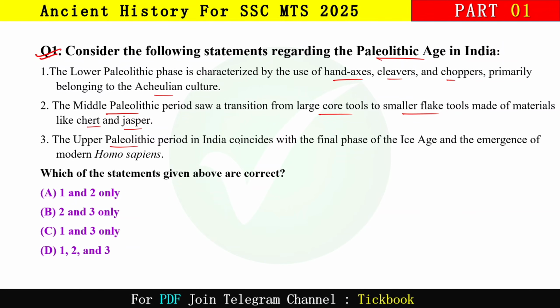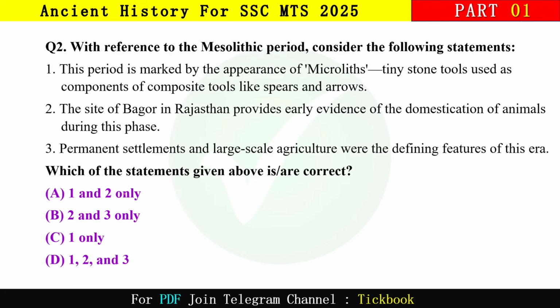Number 3, the Upper Paleolithic period in India coincides with the final phase of the Ice Age and the emergence of modern Homo sapiens. Which of the statements given above are correct? Option number D, 1, 2 and 3, all of the above are correct.